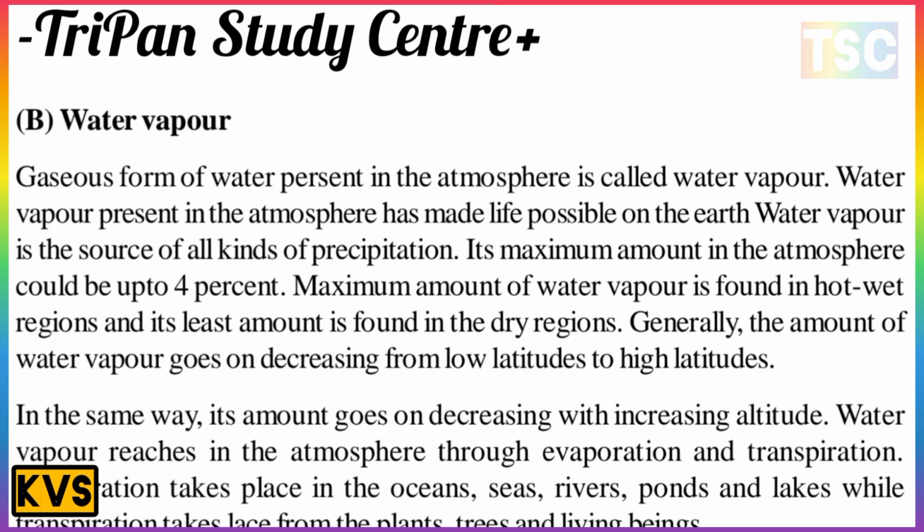Water vapor reaches the atmosphere through evaporation and transpiration. Evaporation takes place from oceans, seas, rivers, ponds, and lakes, while transpiration takes place from plants, trees, and living beings.